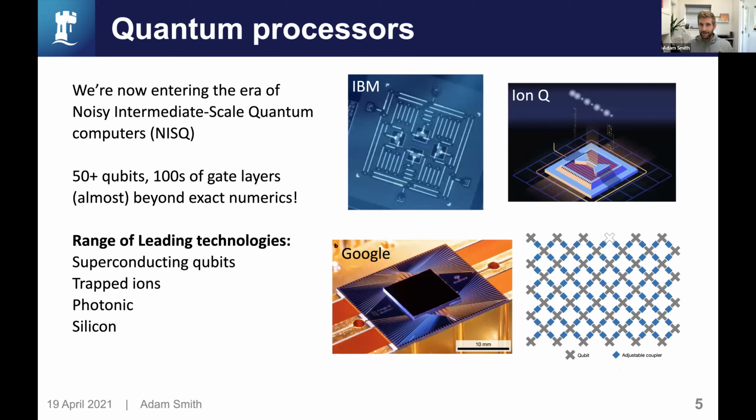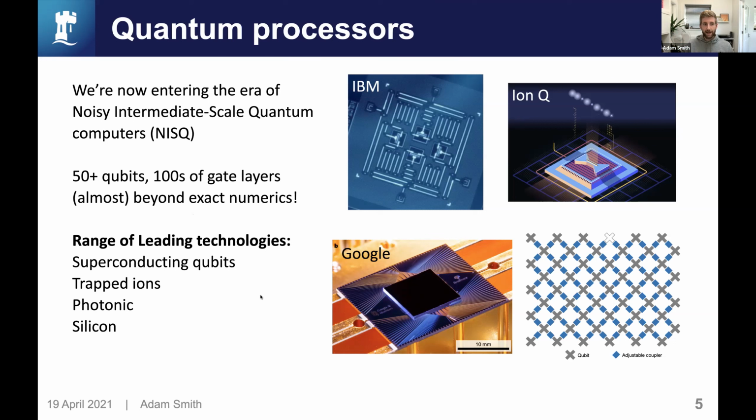So the second half of my title, and the point of this week, is that we want to use quantum computers to study these systems. And as I'm sure you're aware, we're now entering what has been coined the noisy intermediate scale quantum era. This means that we have quite a large number of qubits now. It's getting to what is potentially difficult to simulate. We've got 50 plus qubits, potentially hundreds of layers of gates. But these systems are still plagued by a lot of noise.